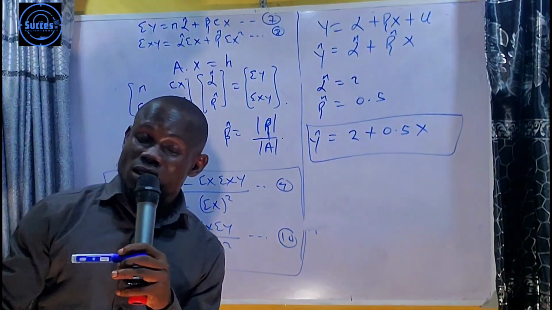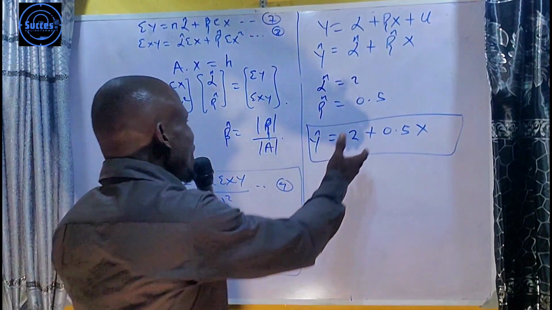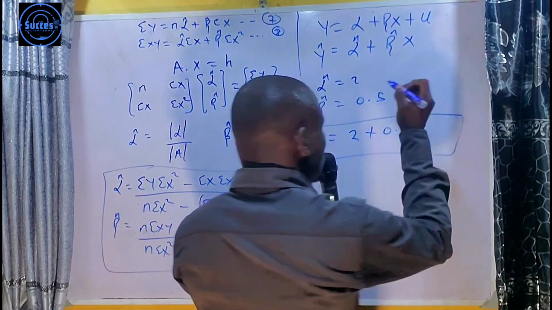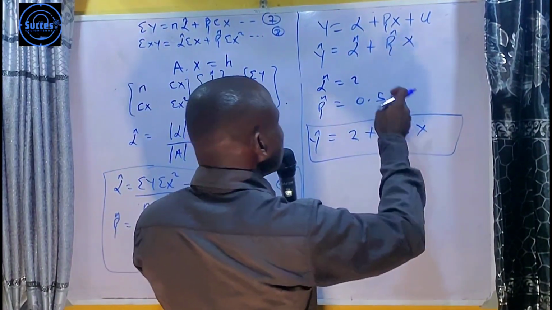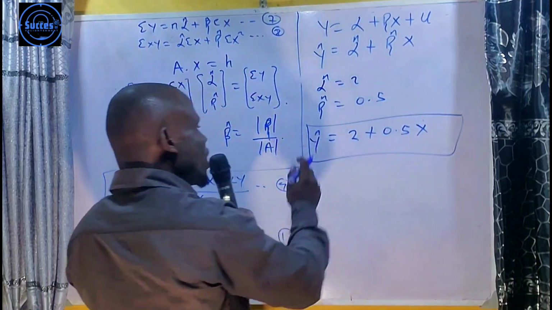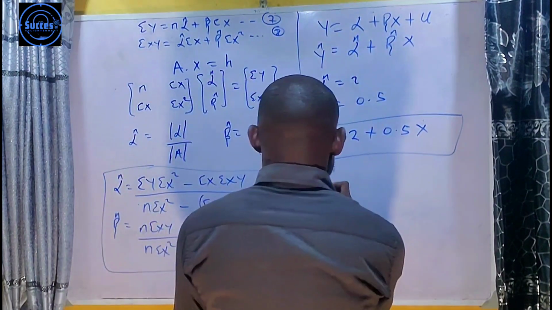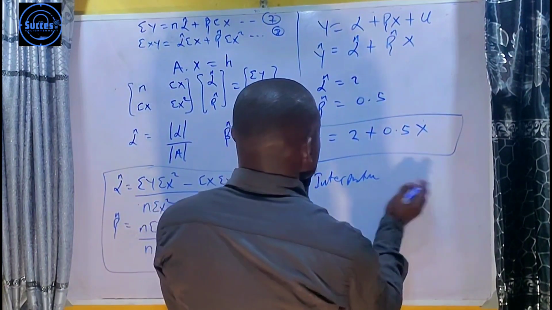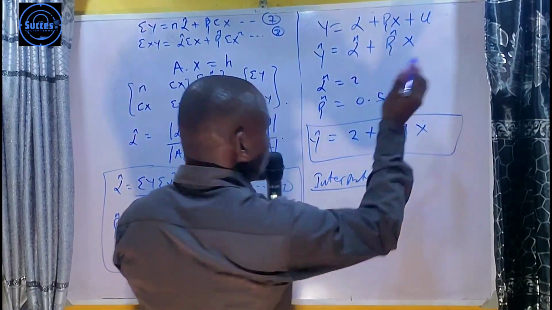Alright? So what this implies is that for every 1 unit increase in x leads to a 0.5 increase in y. That's the interpretation. Let's say this is 0.9.